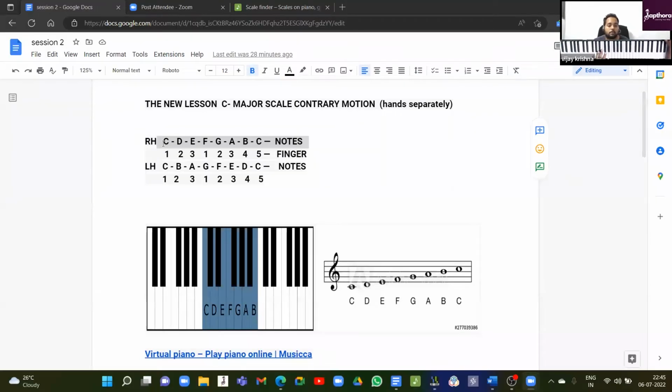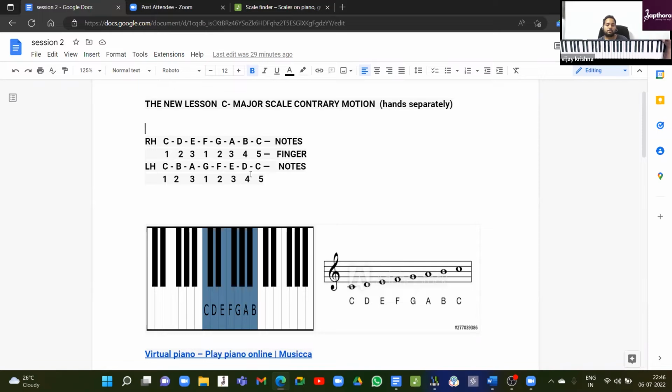So I'm going to show you the left hand notes one more time. So here is the right hand notes, that is C, D, E, F, G, A, B, and C. So when we go to left hand, it goes opposite way. It starts with C here and it goes backwards. Okay, it starts with C, B, A, G, F, E, D, C. So the finger numbers are 1, 2, 3, 1, 2, 3, 4, 5.